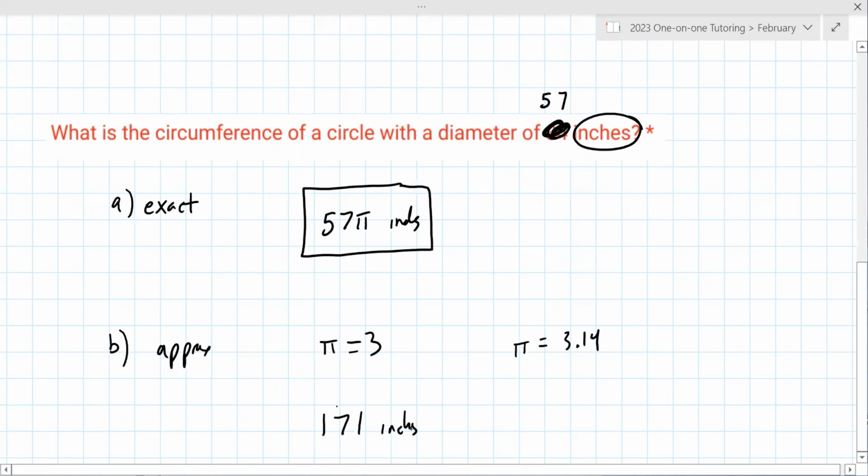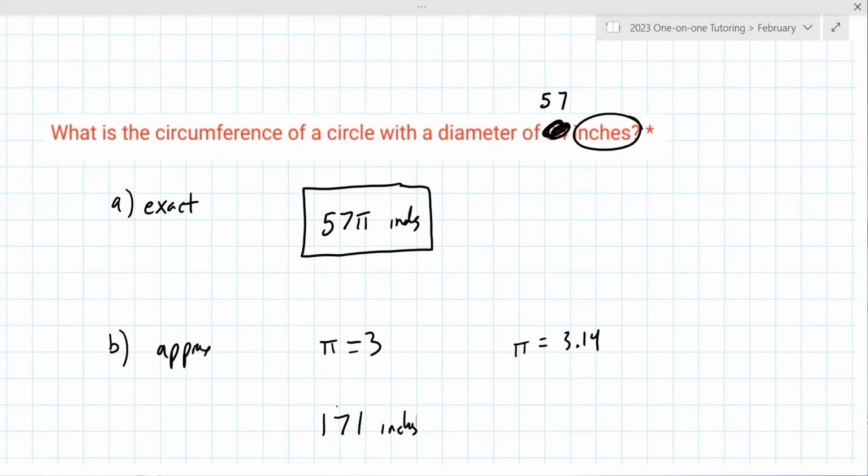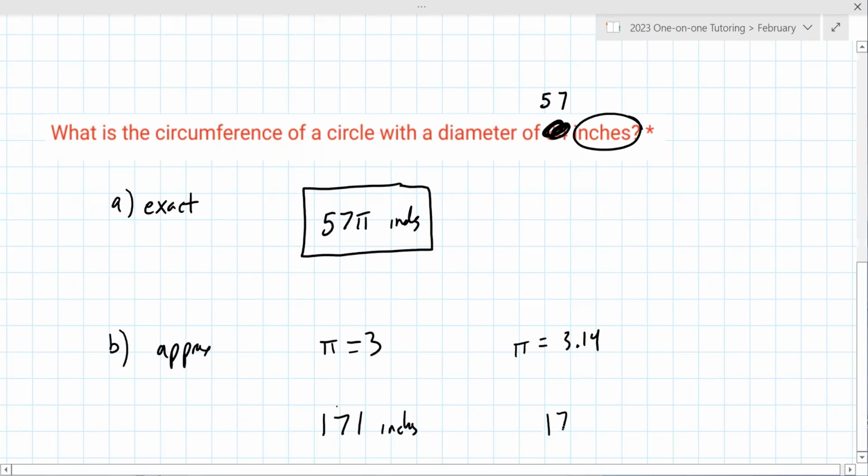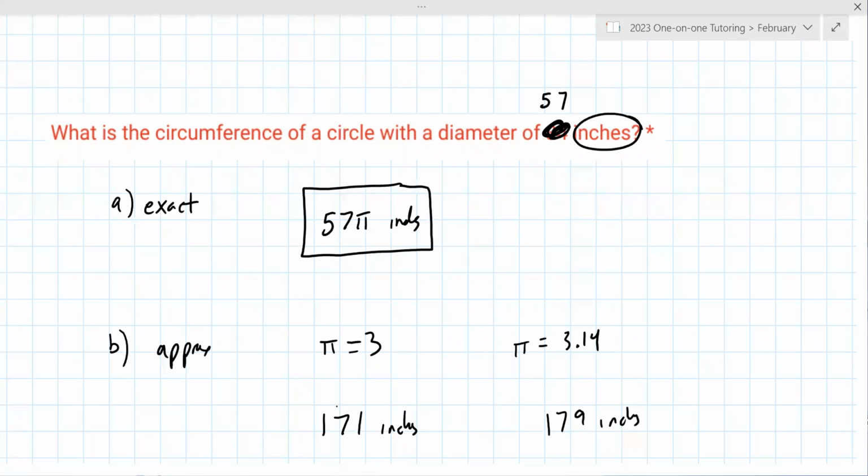And then 3.14 will get you a little larger number. 15 plus 8, 9, 8, 7, 1. 178.98. Yeah, good. Got it. And then the inches on that. Okay, so let's look at the next problem here.